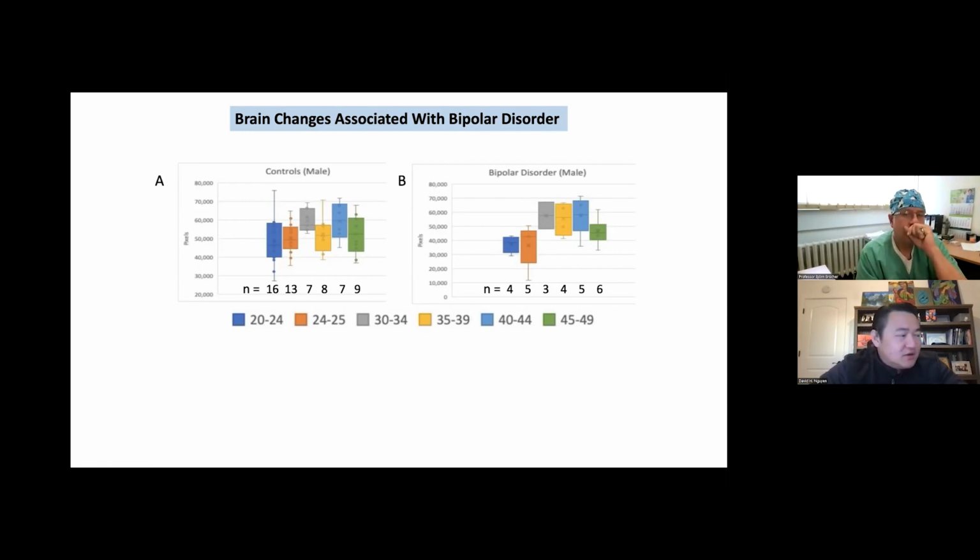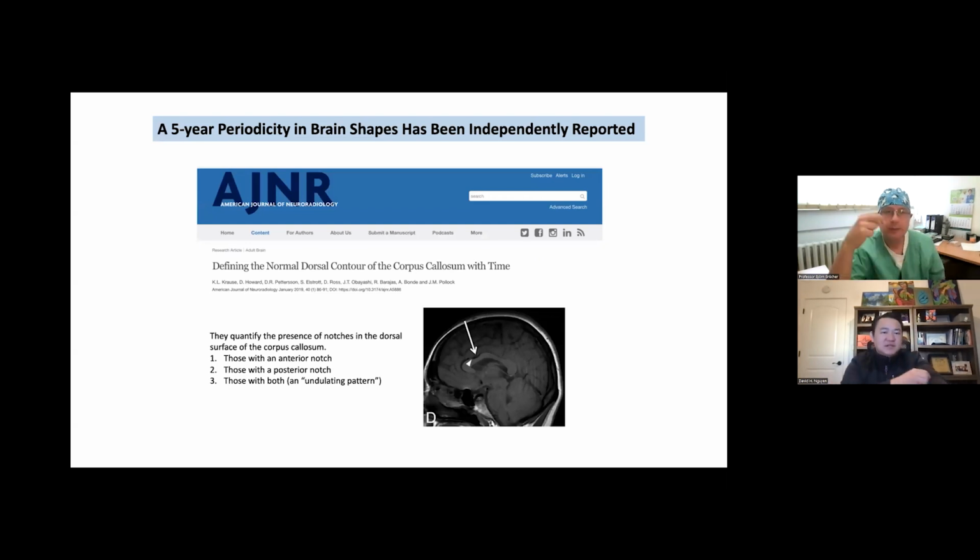And this makes sense of the median age of diagnosis of 25, right? Something special about the age 25 in males in which bipolar disorder seems to flare up, right? And we found structural evidence of that through these brain folds. And I just like to point out that this 5-year periodicity has been reported independently of us long before we started the project. One example is this paper in which they measured this notch in the corpus callosum of the brain and the prevalence of people who have a notch in the front, in the back, or 2 notches.